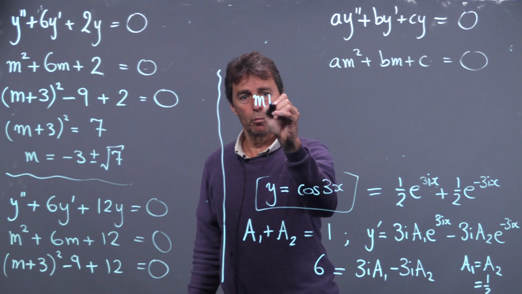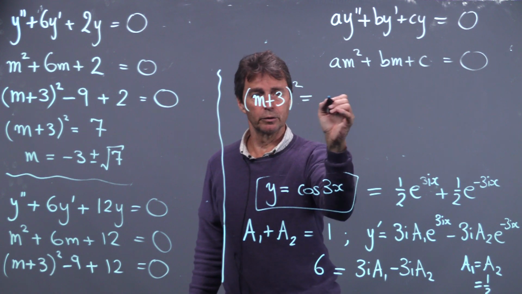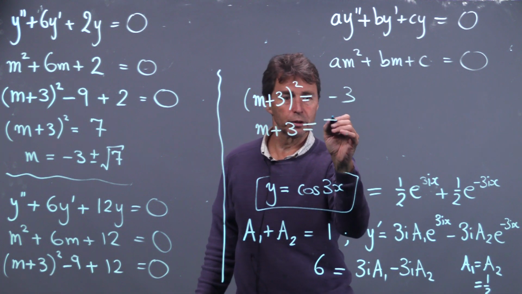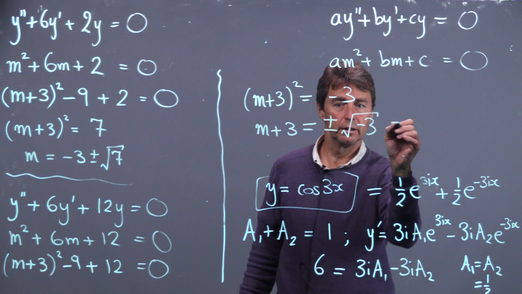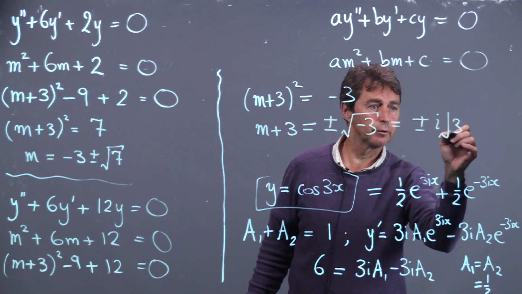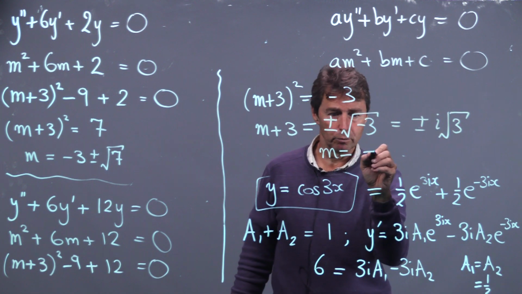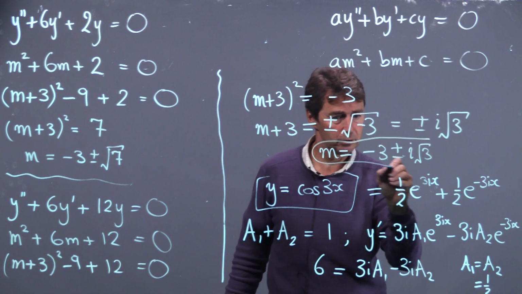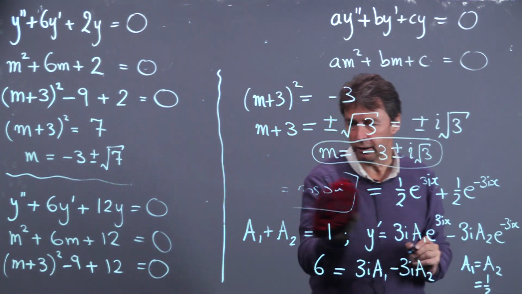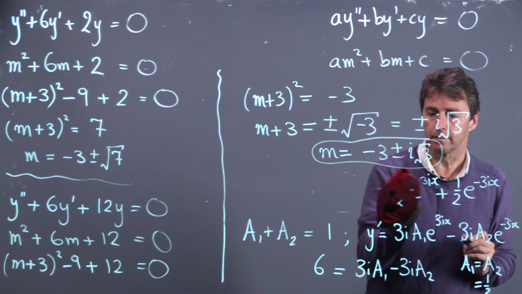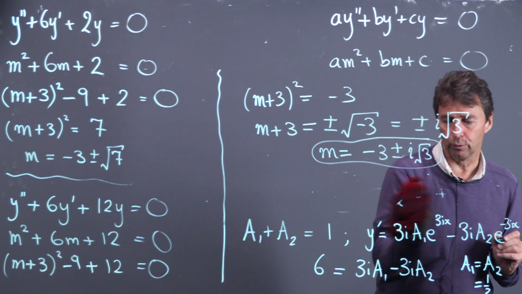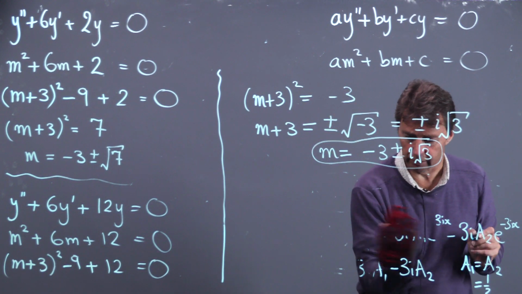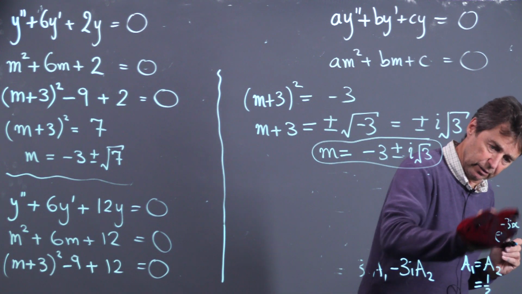So I get m plus 3 squared is equal to minus 3. I take a square root. I get m plus 3 is equal to plus or minus the square root of minus 3. So that's plus or minus i times root 3. And so m is equal to minus 3 plus or minus i root 3. Right? So that's using the completion of a square to rapidly get to the solution of my auxiliary equation in a case where it was complex. At this stage the only thing that's left over to do is to write down the general solutions.